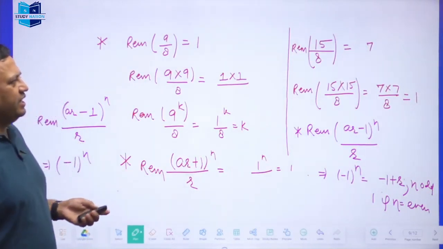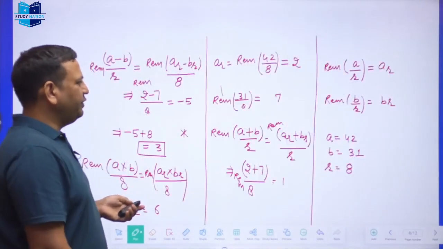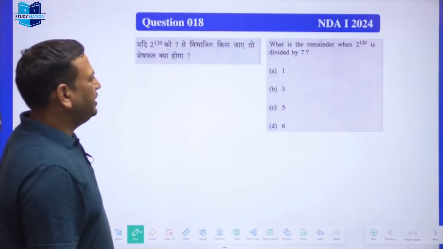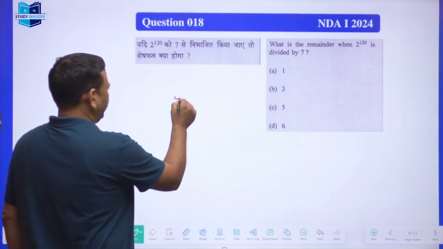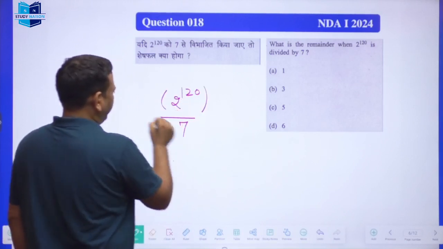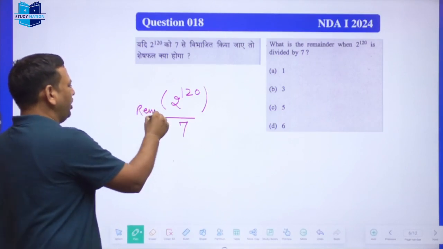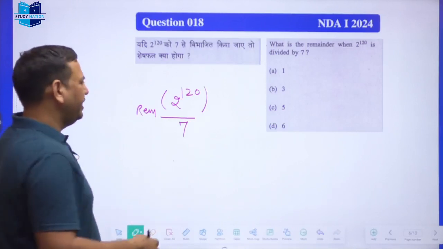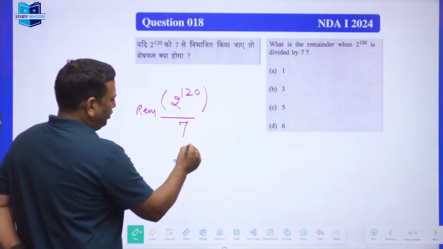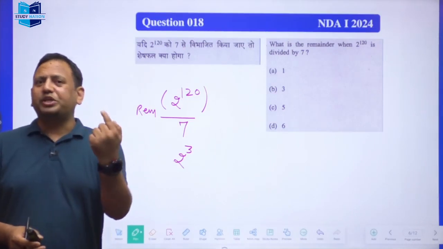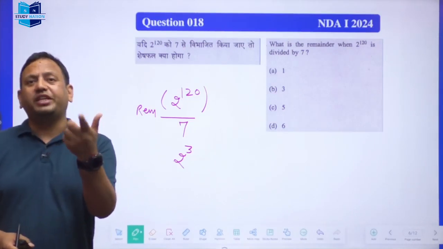So let's come to the concept everyone. So I've told you the basic concept. Now what does the concept say? 2 raised to power 120 divided by 7, remainder. Now 2 is less than 7. So find a number which is more than 2. So can I write down 2 raised to power 3? Now why have I taken 2 raised to power 3? Because 2 raised to power 2 is 4, 2 raised to power 3 is 8.